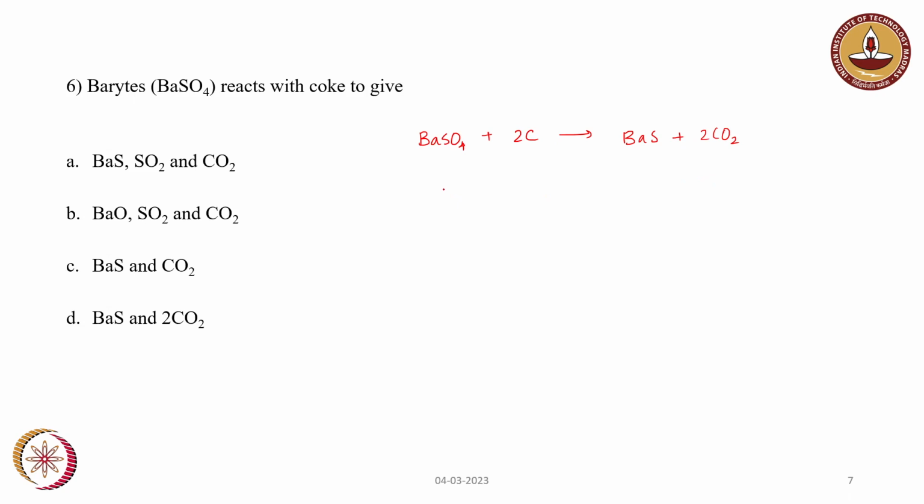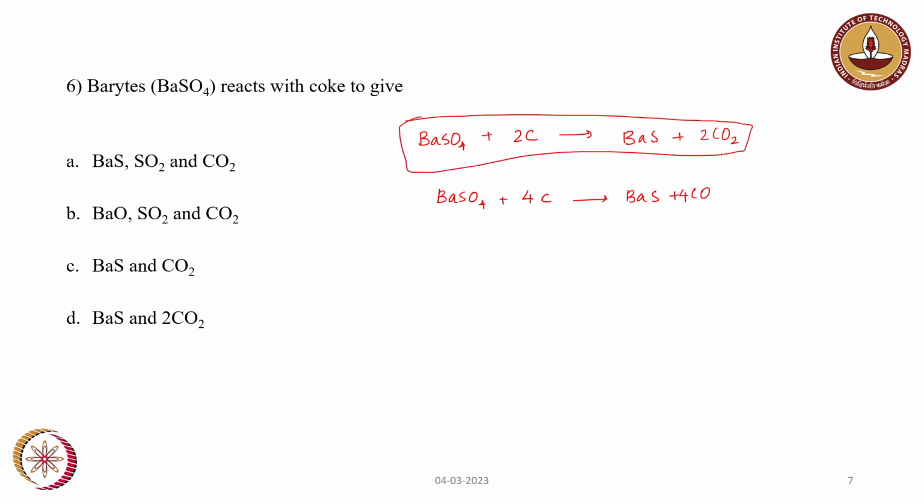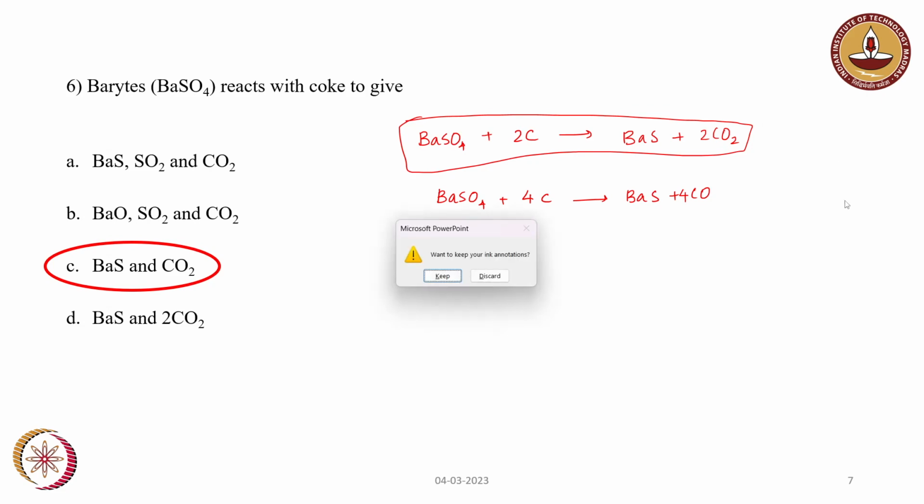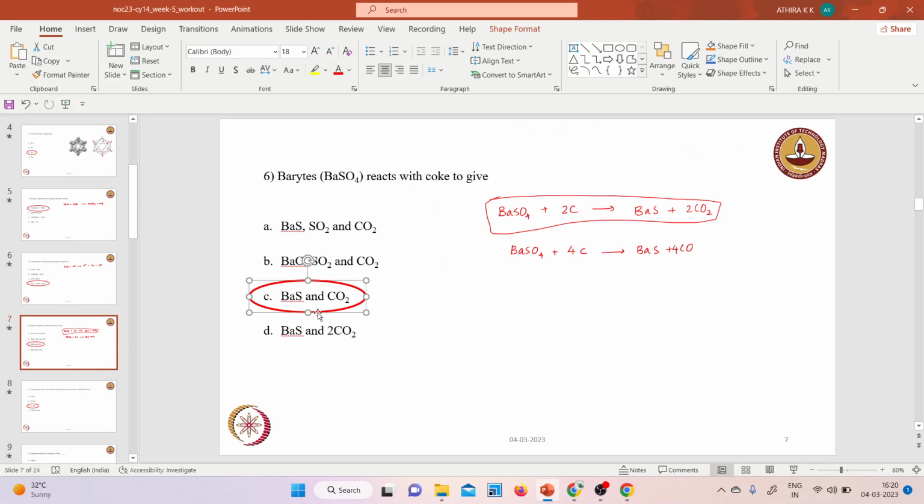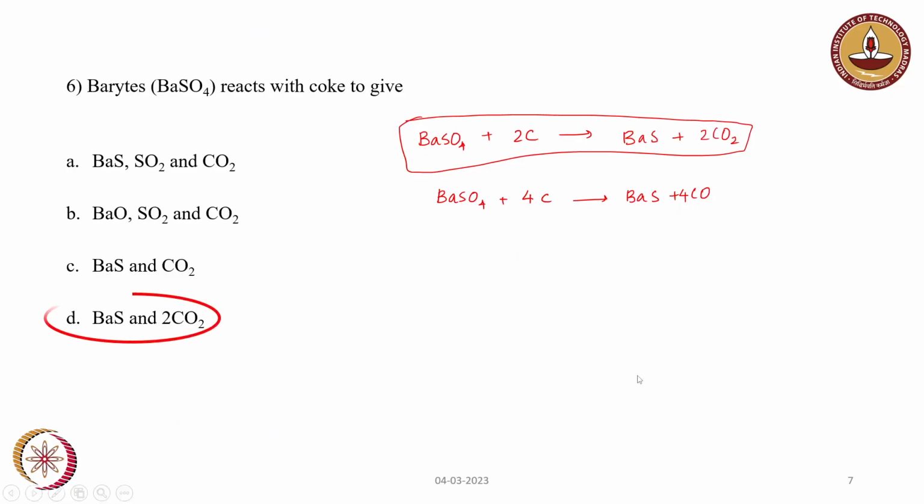And if there is excess carbon, it can also form barium sulfate plus 4 carbon will give barium sulfide plus 4 carbon monoxide. So this is also possible, but the major product will be barium sulfide and 2CO2. Yeah, option D is the answer.